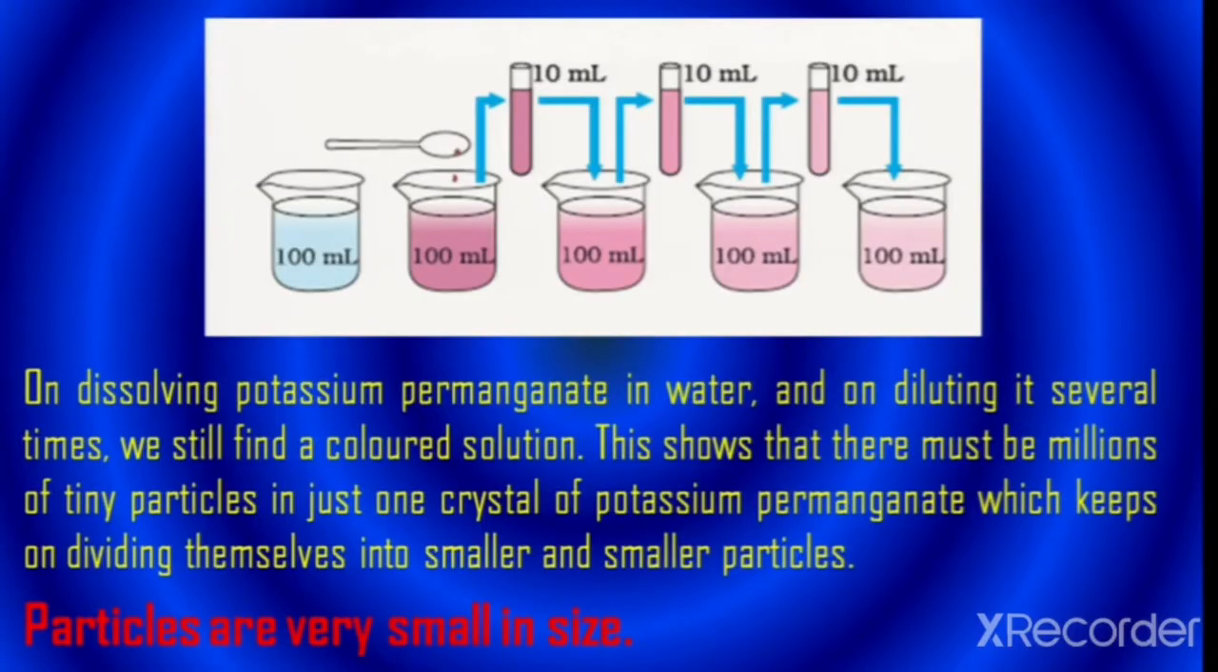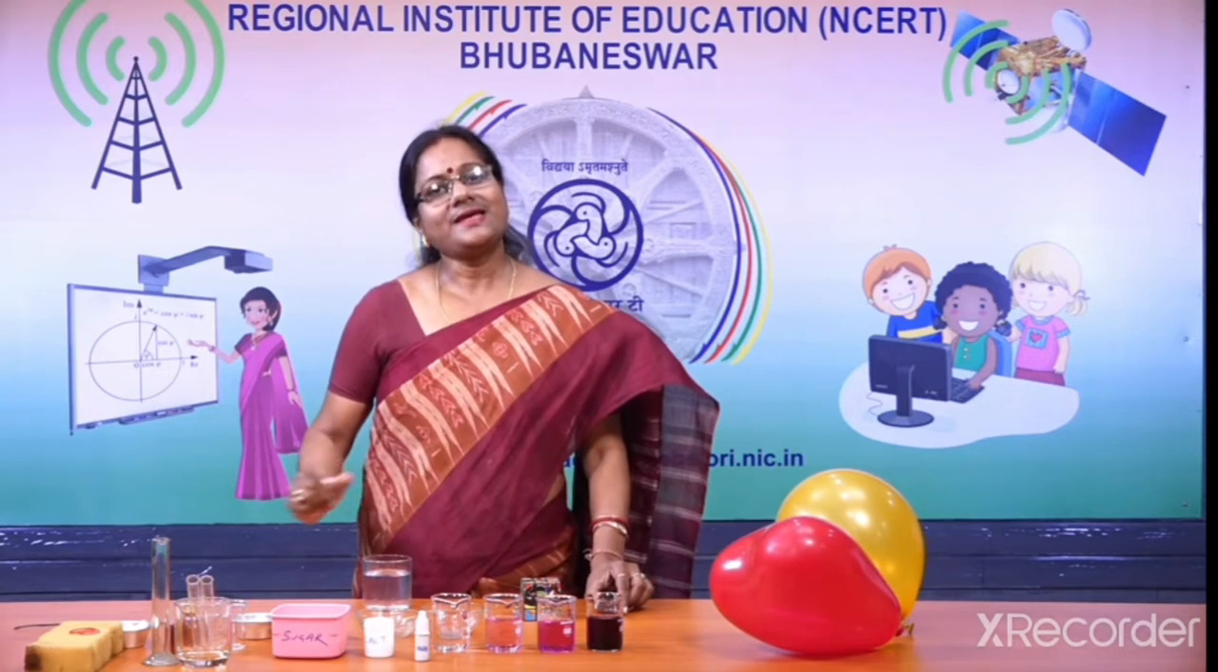Our conclusion is that particles are very small in size. They are tiny particles. Matter is composed of tiny particles. So children, we have matter is made up of particles, and that too the particles are very, very small in size. Okay? Next, we are going to learn what are the characteristics of particles of matter. Characteristics means properties. Here we'll learn about the physical properties of matter.